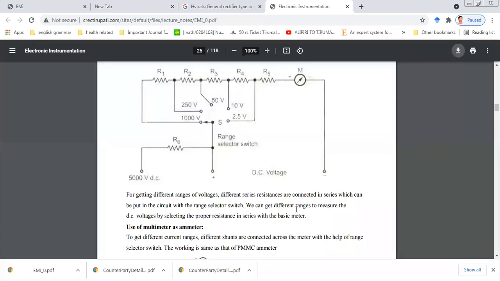We can get different ranges to measure the DC voltage by selecting the proper resistance in series with the basic meter. This is the same as a basic DC voltmeter connected for multi-range purpose. The same arrangement is present in the multimeter also.